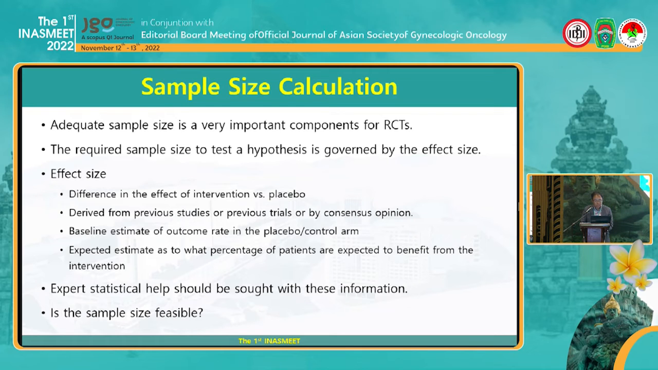Effect size is usually derived from previous studies or previous trials, or by consensus opinion if there are no previous studies. Researchers need to know the baseline estimate of outcome rate in the placebo and control arm, and it is also important to have an expected estimate as to what percentage of patients are expected to benefit from the intervention. Expert statistical help should be sought with these two pieces of information to calculate the sample size. And once a sample size has been established, it is necessary to check whether this number is realistically possible.